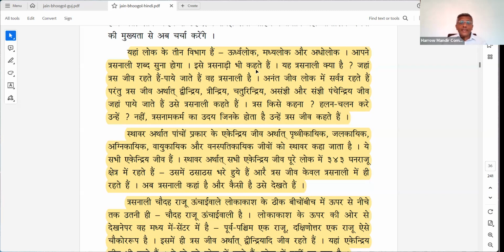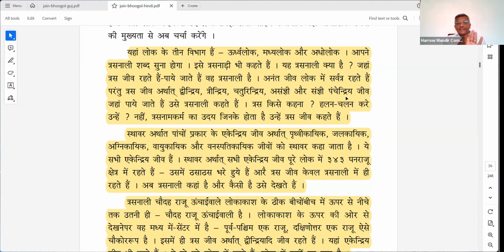So human beings are all five-sensed. The heavenly beings are all five-sensed. The hellish beings are all five-sensed. Only animals are one-sensed, two-sensed, three-sensed, four-sensed, and also five-sensed. So that's what tras is. Ekendriya jiv lok me sarvatra rahate hai, parantu tras jiv arthat dvi indriya, two-sensed, teen indriya, three-sensed, chaturindriya, four-sensed, asangni or sangni panchindriya jiv jaha paaye jate hai, usse tras nali kahte hai. So two-sensed is tras, three-sensed is tras, four-sensed is tras.